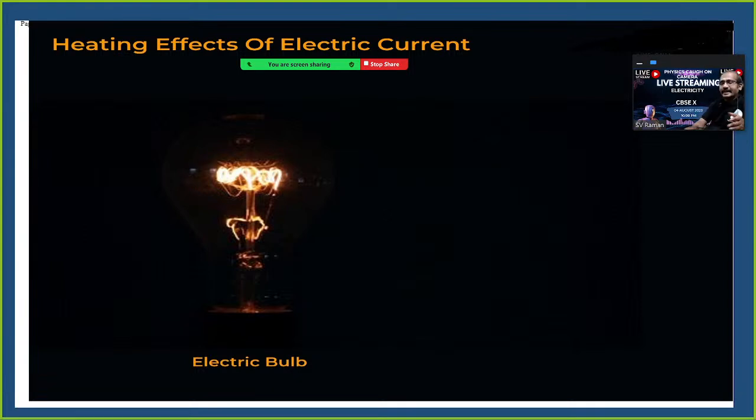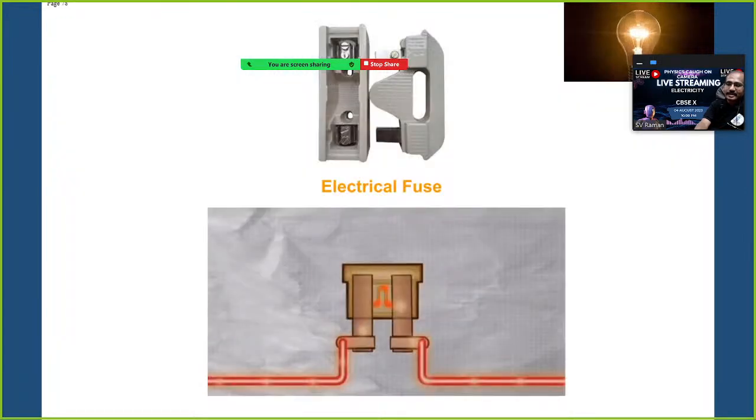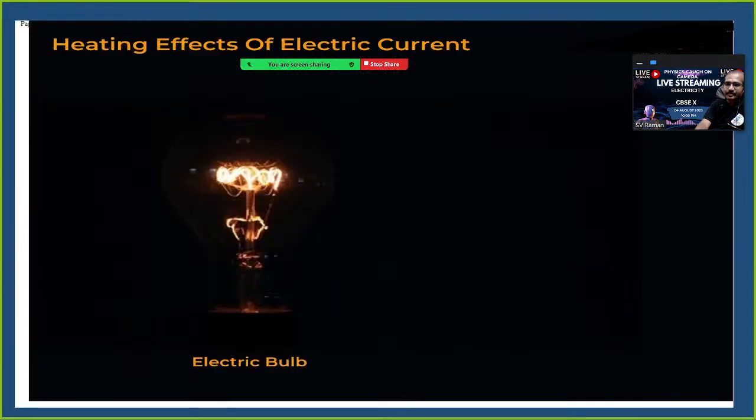Now, heating effect of electric current. Generally from electricity we are getting heat energy. So what kind of appliances are we using? Electrical heater, toaster, iron box, geyser, heat oven, hair dryer, and many other applications we are using.